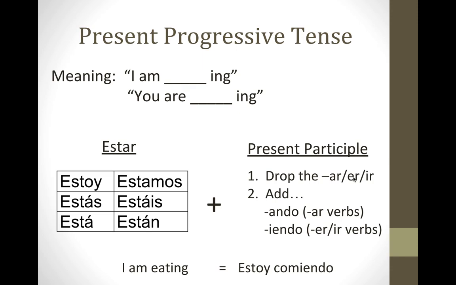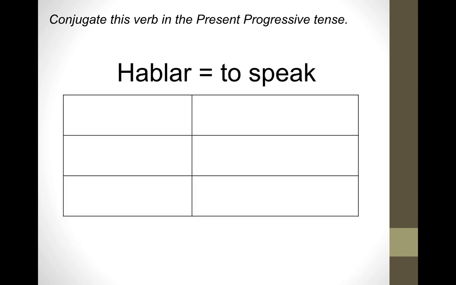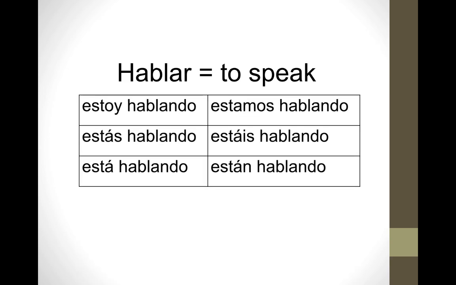Okay, you're now on your note guide going to practice conjugating hablar. I would like you to conjugate hablar all the way out in the present progressive tense. In this first box, you're going to say I am speaking. Second box, you are speaking, and so on. Please pause me and write your conjugation. Okay, let's review. You should have gotten estoy hablando, estás hablando, está hablando, estamos hablando, y están hablando.